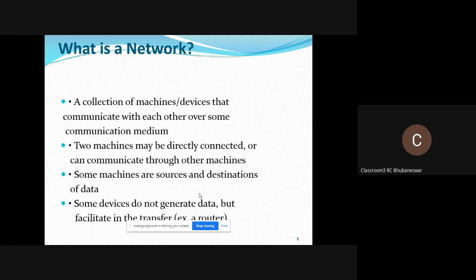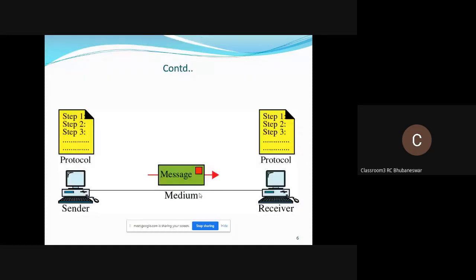So a computer network we can also define like this: a collection of machines or devices that communicate with each other over some communications medium. If two machines are directly connected, they can communicate through other machines. I'm not exploring the definitions any further. Now, how can we define protocols?